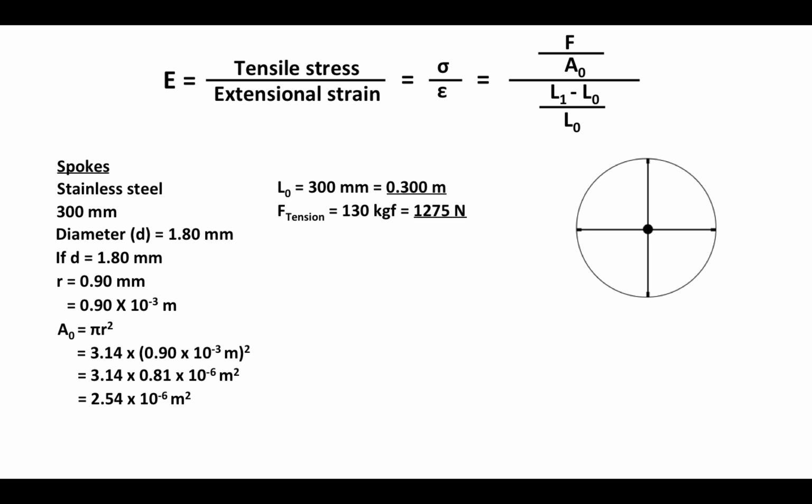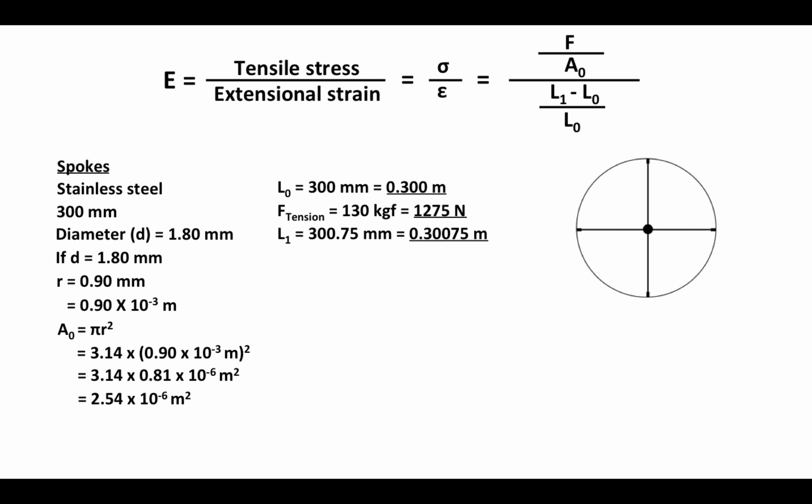I put 130 kilograms of force or 1,275 newtons on that spoke, and when I do, I find its length has increased to 300.75 millimeters. So L1 is 0.30075 meters. My spoke has been stretched 3/4 of a millimeter.